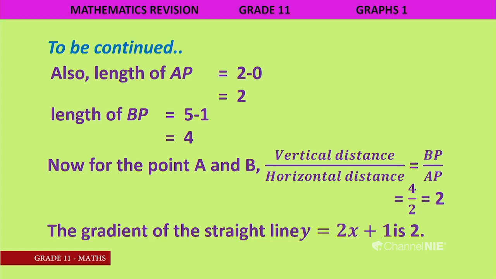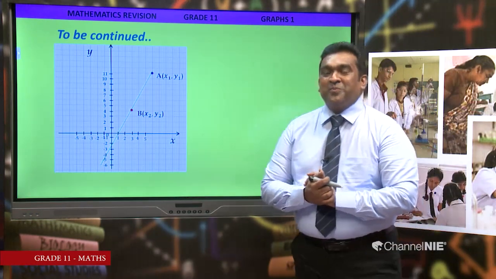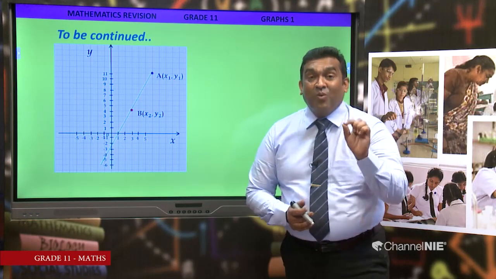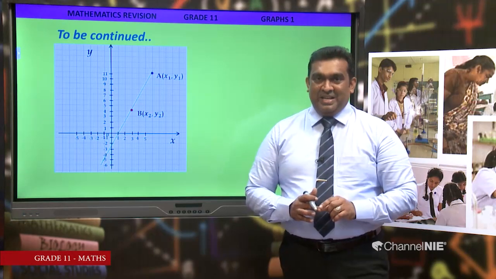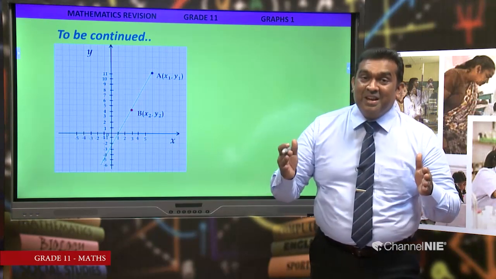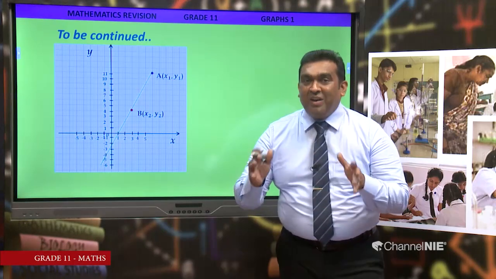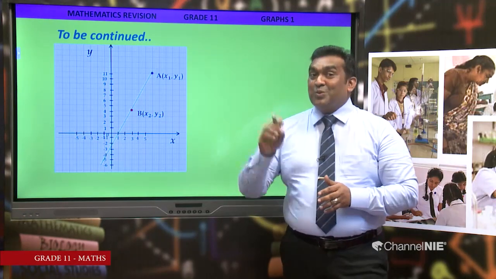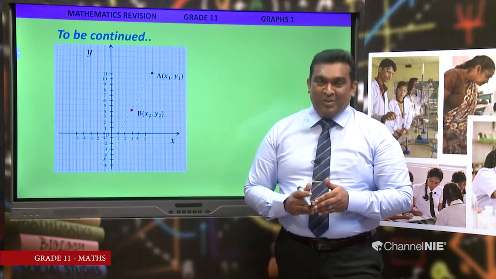Same concept. Vertical distance over horizontal distance is 2. Gradient is 2. Therefore, finally we can say that gradient is equal to vertical distance over horizontal distance. How to get the vertical distance? Difference of y coordinates. How to get the horizontal distance? Difference of x coordinates. As a result of that, we can define the gradient of a straight line using 2 points, difference of y coordinates over difference of x coordinates.